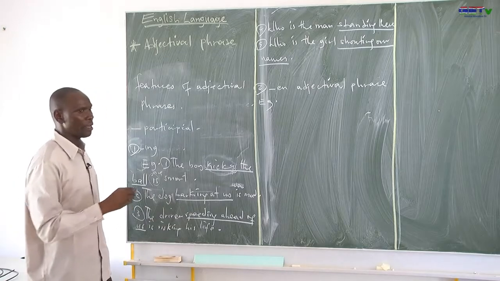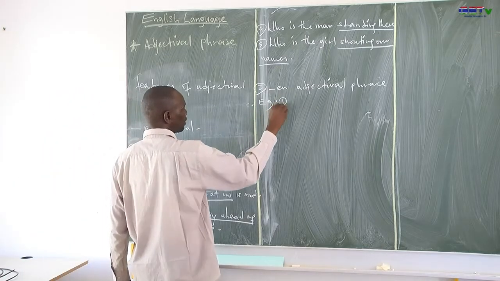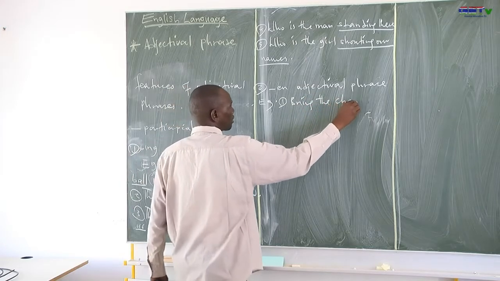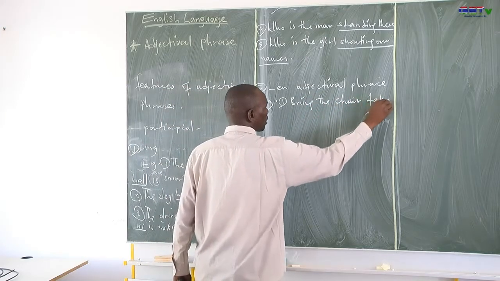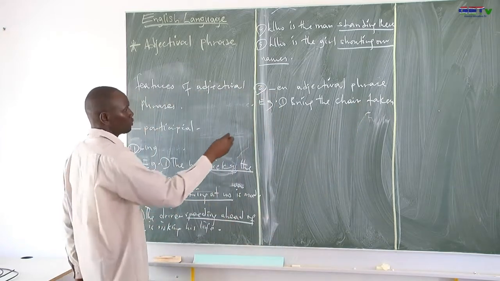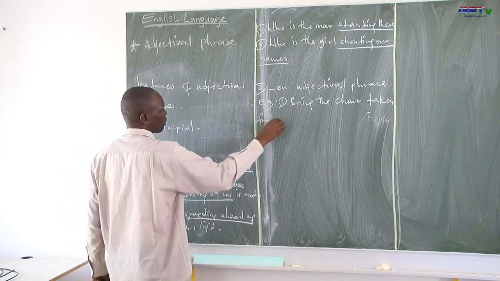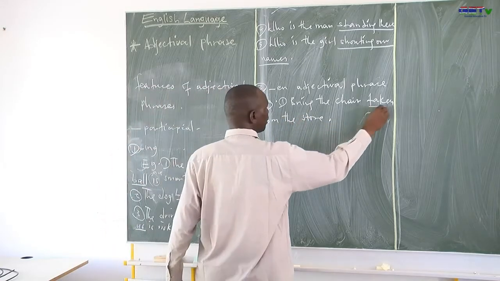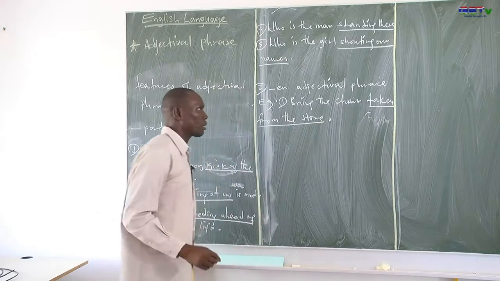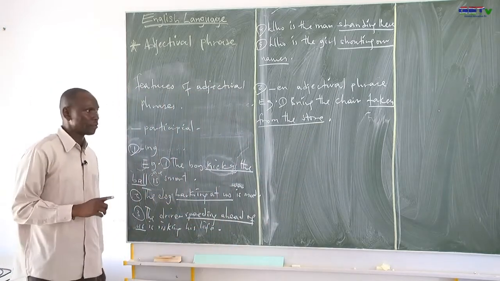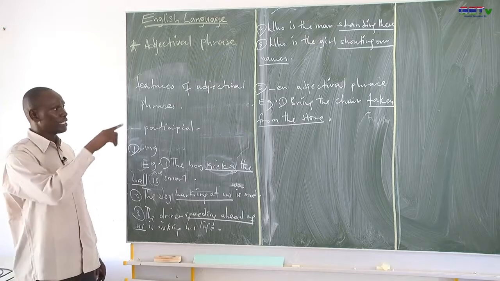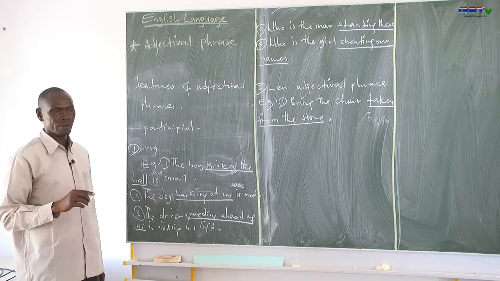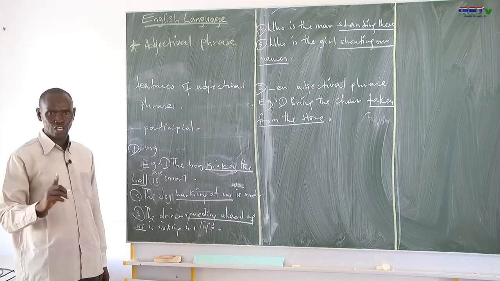Now, if we say, for instance, example 1: bring the chair taken from the store. Now, "taken from the store" is on the line here. Bring the chair taken from the store. So this "taken from the store" is an adjectival phrase and it qualifies the noun "chair".